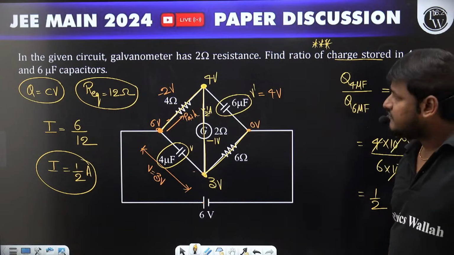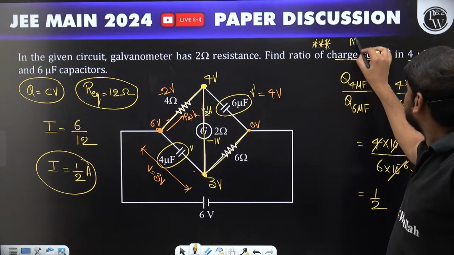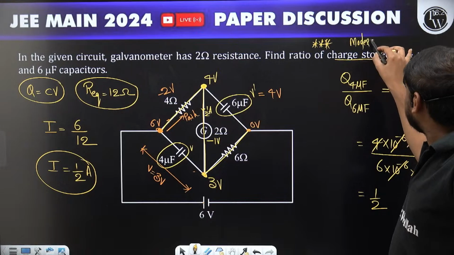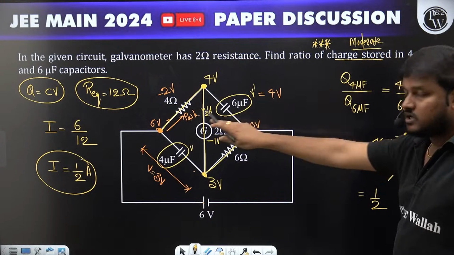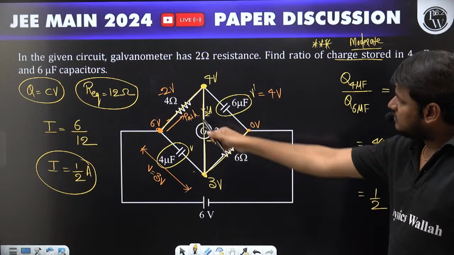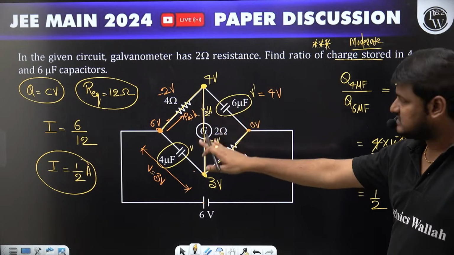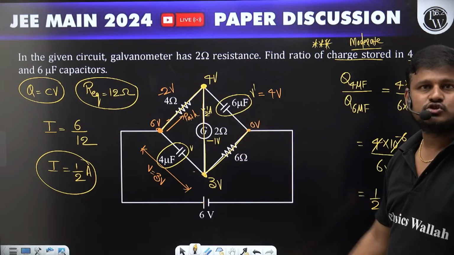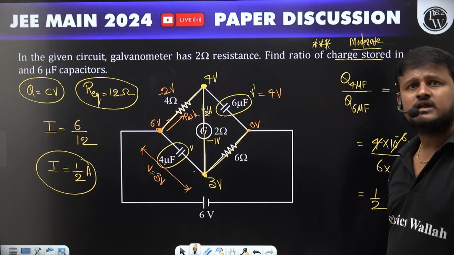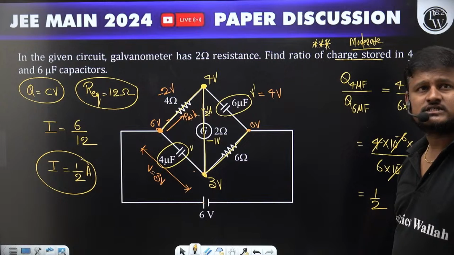Understood, guys? Everyone? So this is a moderate question, you should have the knowledge of circuit analysis and this path taking, how to find the total net resistance, net current, and the voltage drop. Okay, clear? Chalo, next.